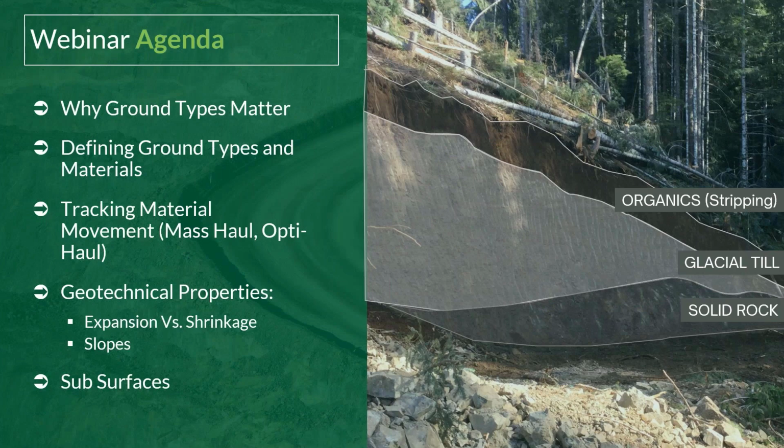Today's webinar is going to talk a little more in depth than we usually do about ground types, how to define them within your project, and how to work with their different geotechnical properties, in particular the compaction and expansion factors. We're going to talk about tracking material movement and how you can account for these ground materials in that model, looking at both the mass haul as well as Softree's proprietary Opti-haul diagram.